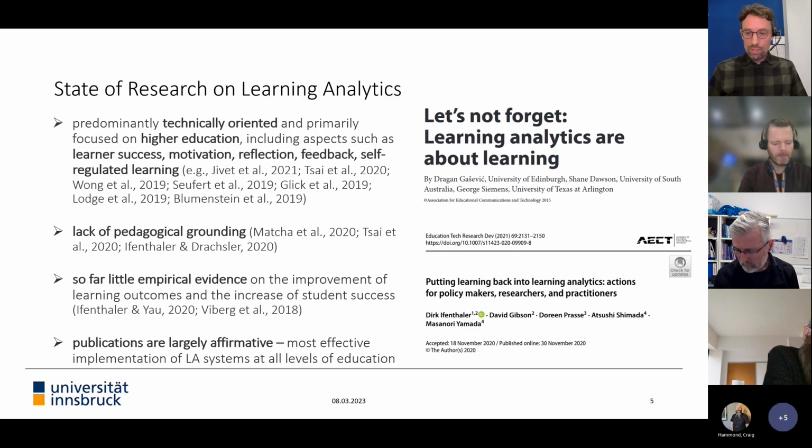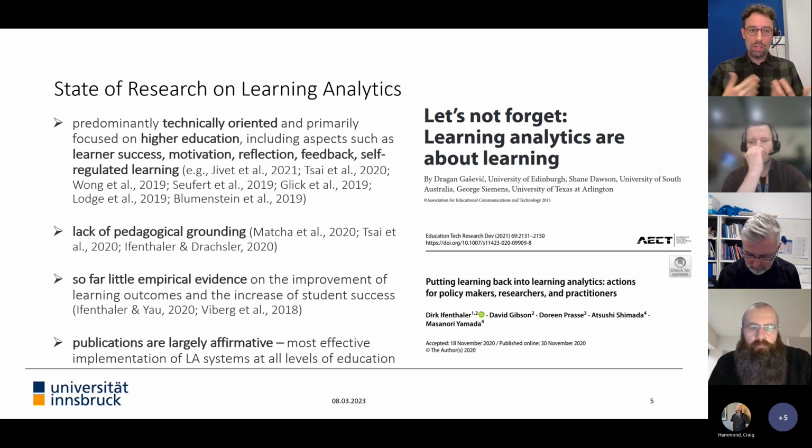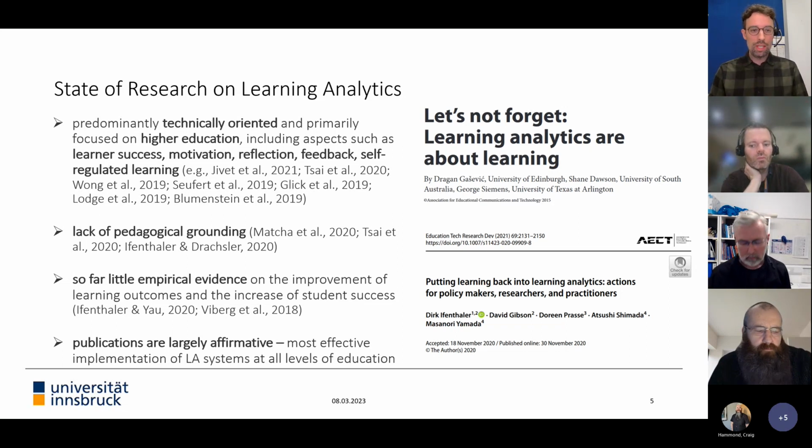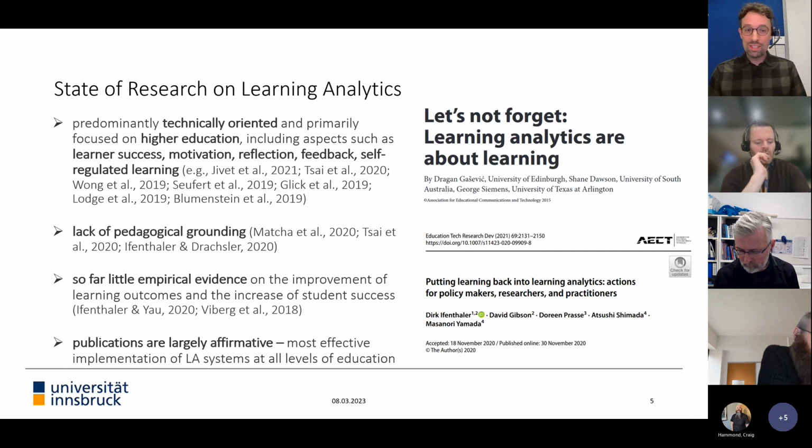So let's look at the previous research. The previous research is predominantly technically oriented and primarily focused on higher education so far, and it includes aspects such as: how can we increase learner success or decrease dropouts through learning analytics applications? How can we increase motivation? How can we stimulate reflection? How can we give data-based process-oriented feedback? Or how can we enhance self-regulated learning? So these are a lot of aspects in learning.